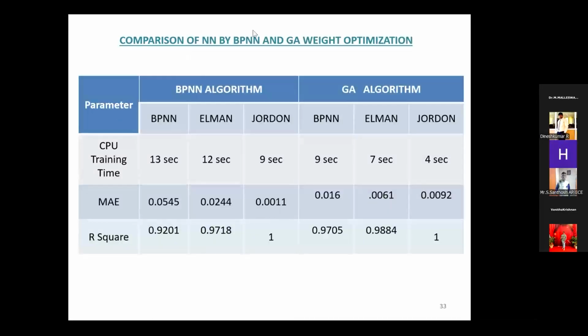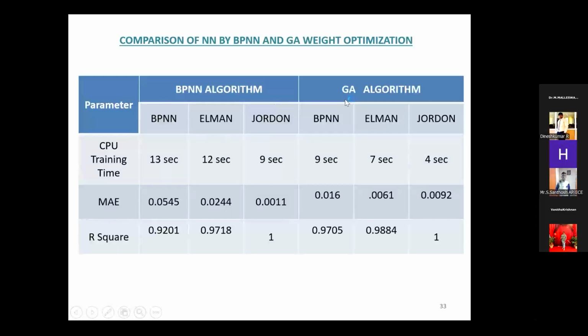Now, the comparison of neural networks by PPN and GA weight optimization. I am applying this PPN algorithm, the backpropagation neural network algorithm, and the genetic algorithm on three architectures: PPN, the backpropagation neural network, Elman networks, and Jordan networks. These two come under recurrent neural networks. When I compare the PPN algorithm and the GA algorithm for the same system configuration, I found that the CPU training time is 13 seconds here. In the Elman it takes 12 seconds, whereas in Jordan it takes only 9 seconds.